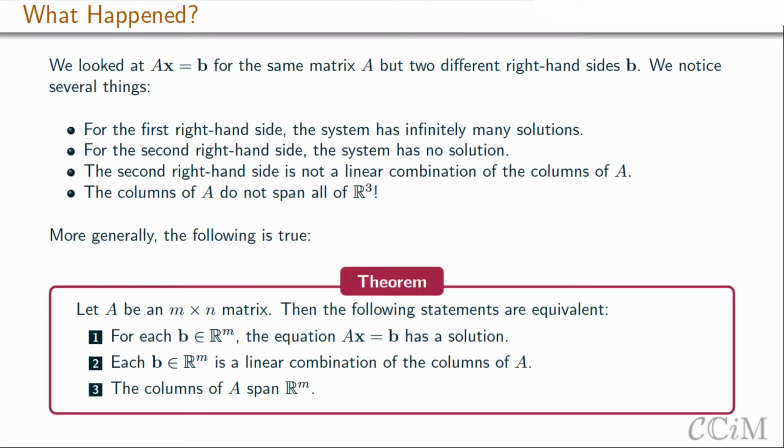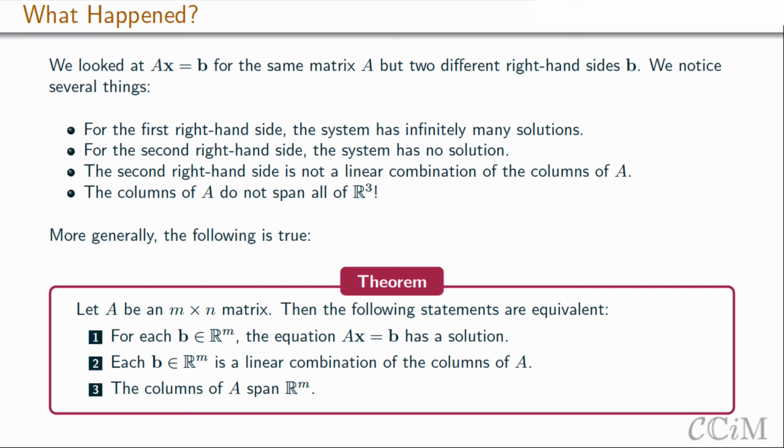More generally, the following theorem is true. For a given m by n matrix A, the following statements are equivalent, meaning they're either all true at the same time or all false at the same time. If one statement is true, the other two must be true. If one statement is false, the other two must be false as well.